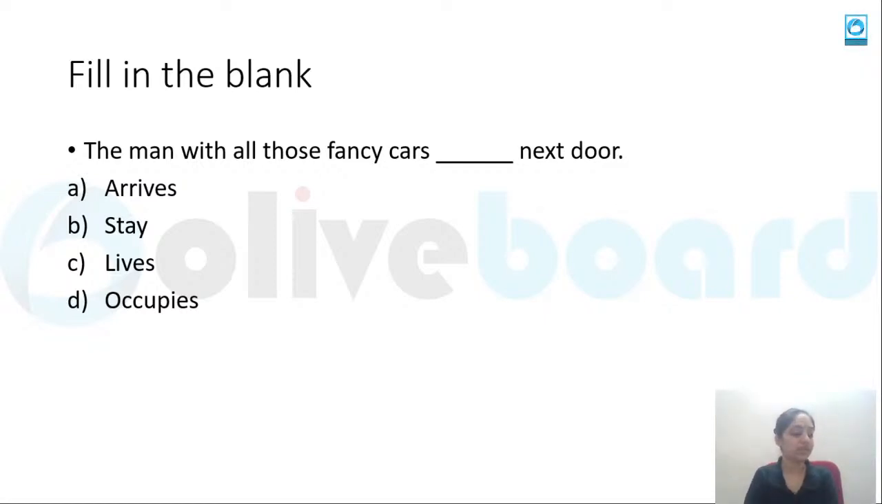So try to attempt this question. The man with all those fancy cars dash next door. The man with all those fancy cars. Your first task is to identify the subject of the sentence. Quickly tell me, what is the subject in this sentence, guys?